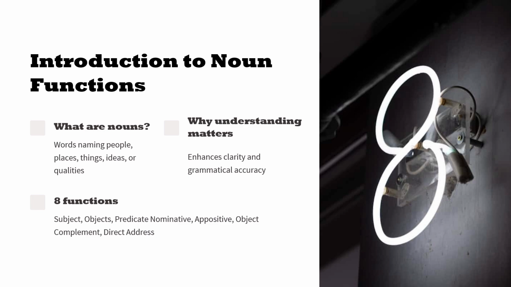Object, this includes direct objects, indirect objects, and objects of prepositions. Predicate nominatives, nouns that rename or define the subject. Appositives, nouns that provide additional information about another noun. Object complement, nouns that complete or modify a direct object. And nouns of direct address, nouns used to address someone directly.